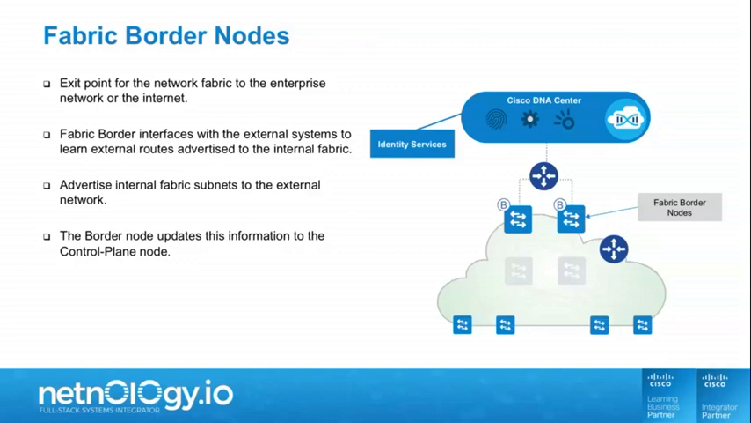Border nodes. The two devices in the center with capital B. What is a border node doing? If we have to look at it in simple terms, a border node is providing access to the outside world. It is the gateway for all the traffic going out into the world and coming back into the fabric. It is connecting us to the traditional legacy layer 3 network. Or if we have multiple fabrics, we use border nodes to connect to multiple fabrics.